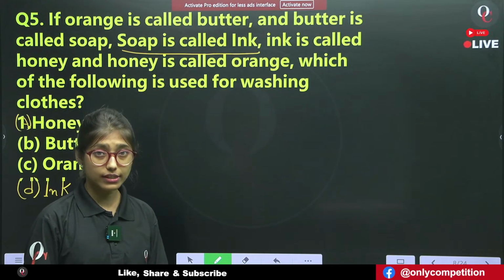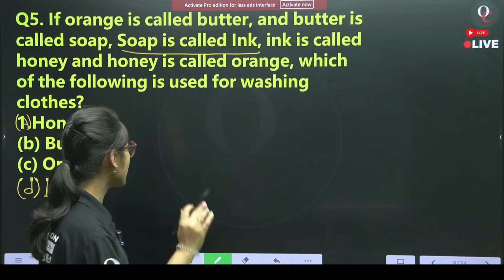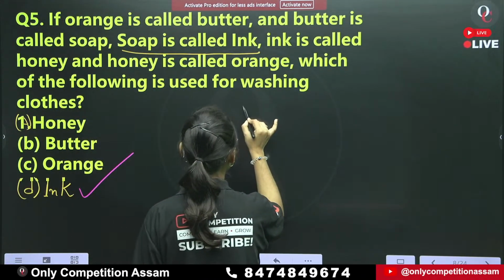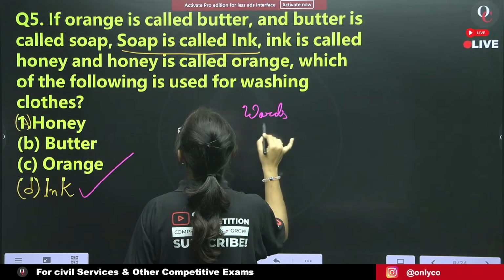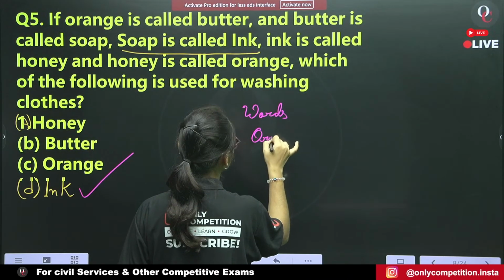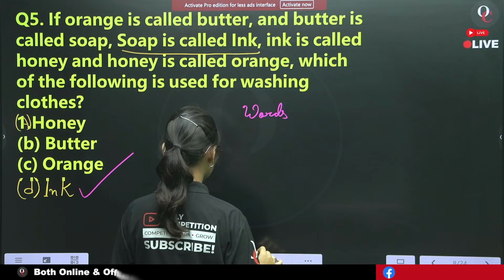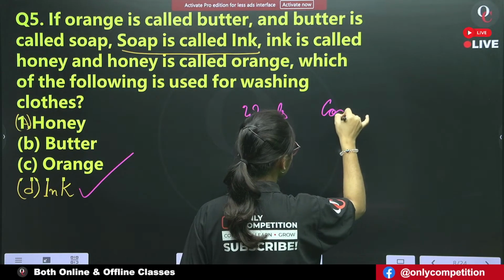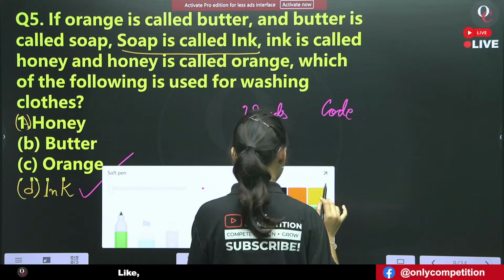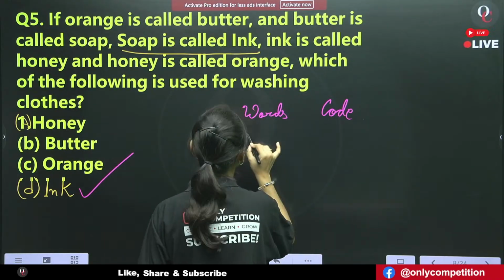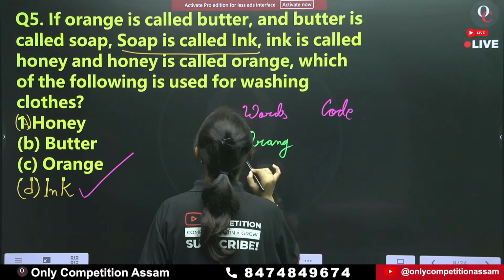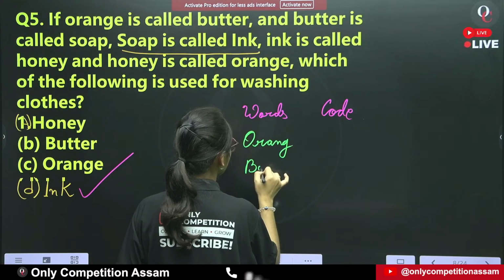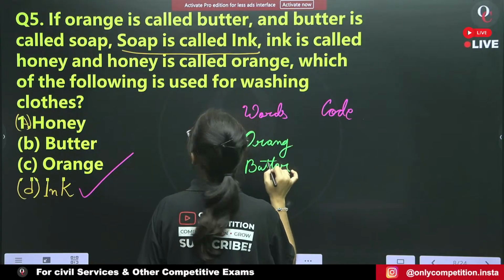Okay. So, question number 5 answer is what? Option number D. In this particular question, you need to remember one thing, that these are the words, like orange, and their codes. Words like orange is coded as butter. Butter is coded as soap.